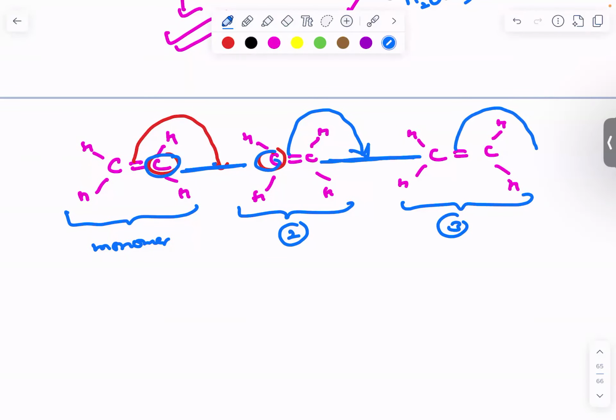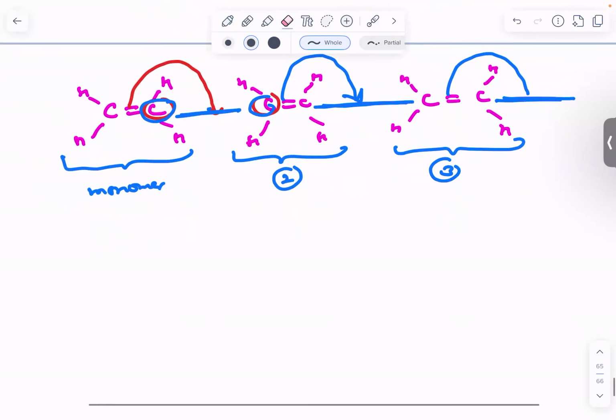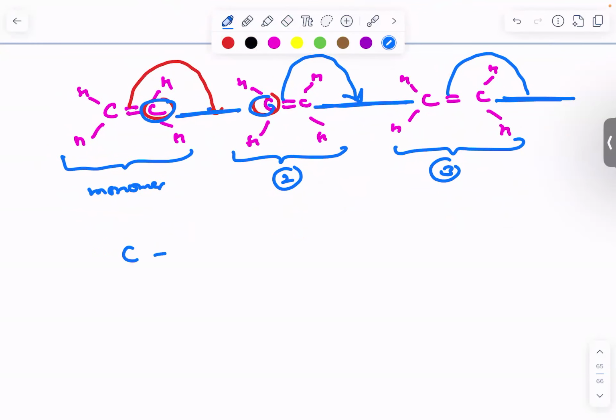This bond opens up and it will go here and it will combine with the next carbon. So this process is repeated many times and we get a polymer. So when this happens, what are we going to get? One, two, three, four, five, six, and I am going to write like this.